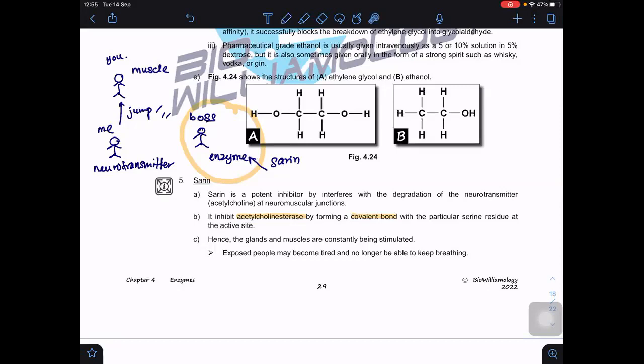In this case, normally I have the enzyme to degrade the neurotransmitter so that the muscle can relax. But now the serine gas inhibits the enzyme permanently. Therefore, we don't have the enzyme to degrade the neurotransmitter. The muscle will continue to contract until you are tired, and then you won't be able to breathe, and then the person will die. An exposed person will die painfully. Okay. So with this, I have done for today's class.